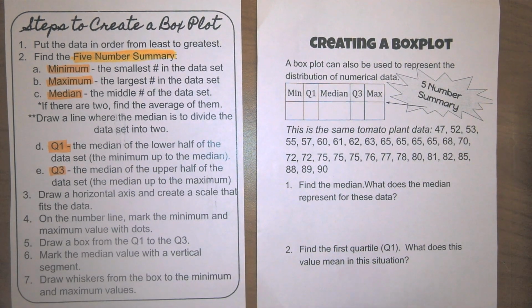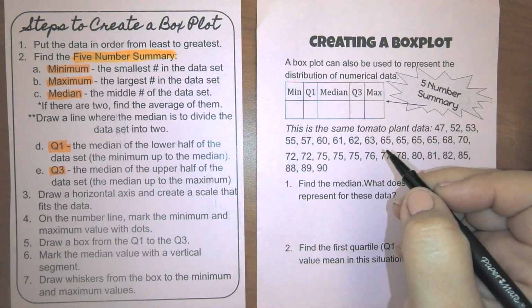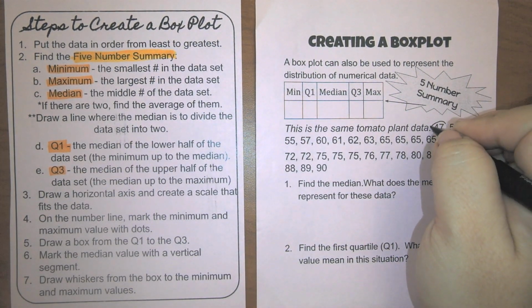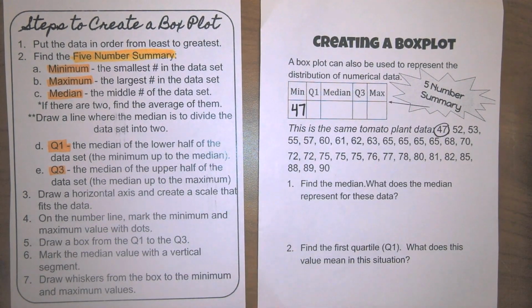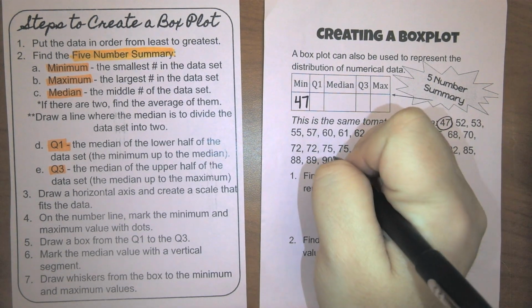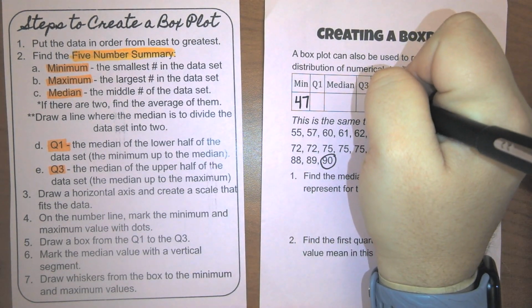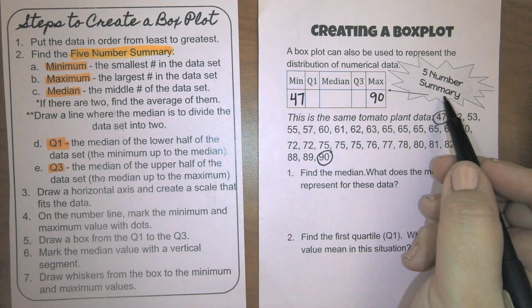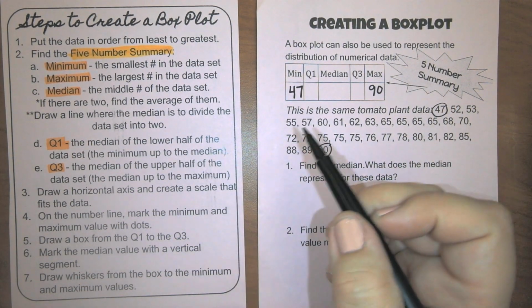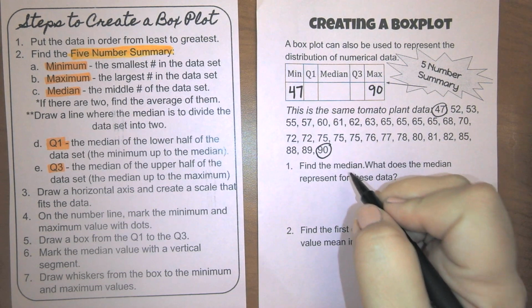So first, creating the box plot, we need to start figuring out the numbers in the 5-number summary here. So we need our minimum of our data set. Since it's already in order, our minimum is the lowest number, which is 47, so I'm going to fill that in. And then our maximum is 90, which is the biggest number, so I'm going to fill that in. So I already have 2 of my 5 numbers. We've got to find this 5-number summary first.